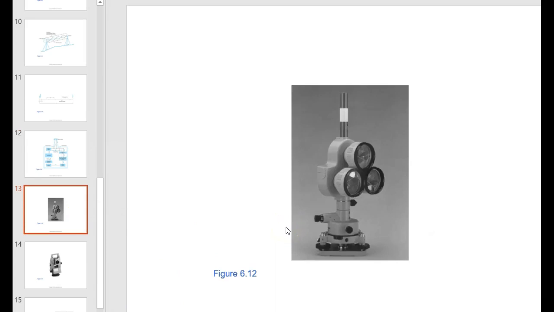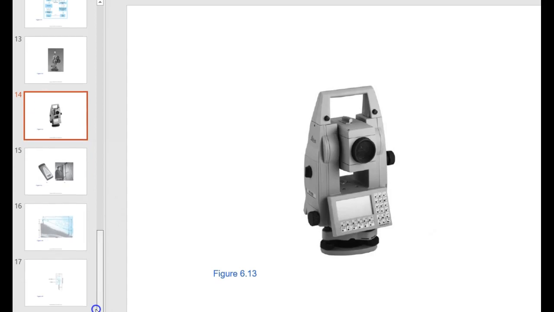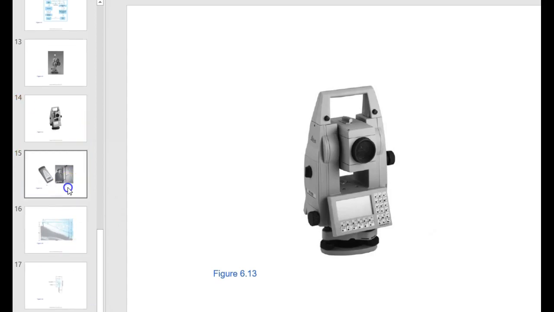This is a picture of a series of 3 prisms. We use a single prism in both cases, and a picture of a total station. This is similar to the one that we have, the more modern one, the Leica. We also have a Sokkia total station, and we've looked at both of those.